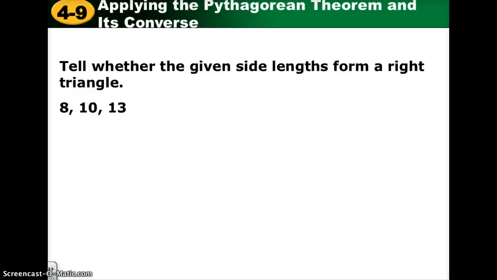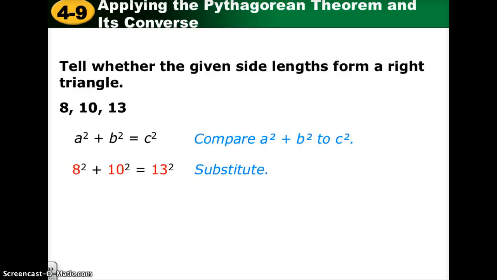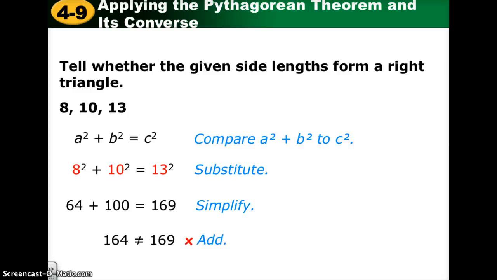Let's try it again with 8, 10, and 13. We always know the longest side is c, so we'll take 8 squared plus 10 squared equals 13 squared. And I haven't mentioned this yet, but it doesn't truly matter which one is a and which one's b. Usually we just go in order, a being the smallest, b being the second largest, and c is always the largest. But a and b can be flipped around because we're just adding them together. So we get 64 plus 100 equals 169. Those two results are not the same, so those three sides would not form a right triangle.